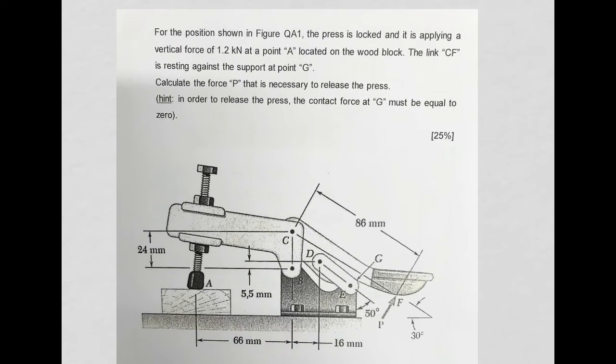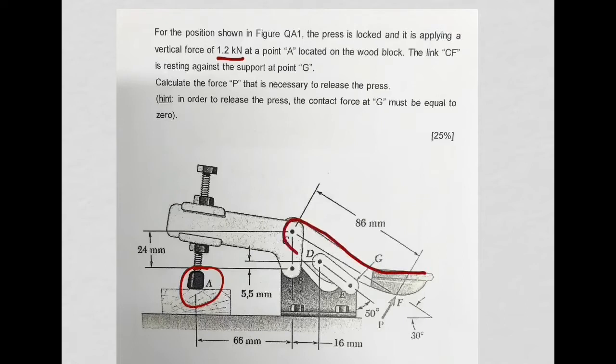So what you have here is a press. This press is basically exerting a force on this brick of wood, if you want. A force of 1.2 kilonewtons, as you can see there. Okay? So the press is locked.